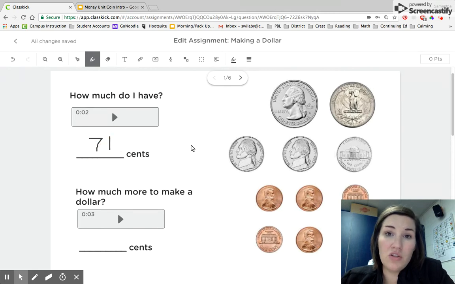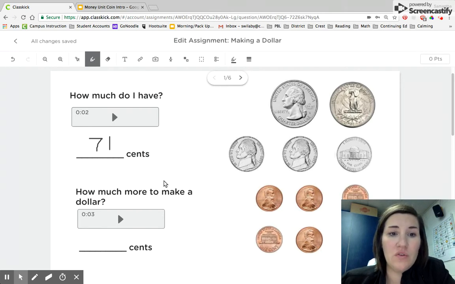And then it's going to be your job to figure out how many more or how much more I need to make 100 cents. So I don't need you to tell me what coins you might need. We won't work on that quite yet. I just want to know how many more cents I would need to make a dollar. So if I have 71 cents, then I'm going to either count up or I'm going to subtract or use a strategy of your choice to help determine how many more cents I need to make a dollar down below.